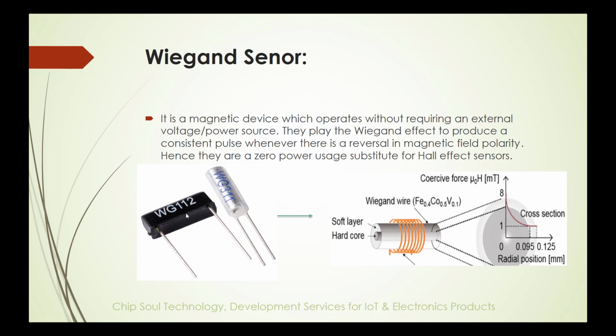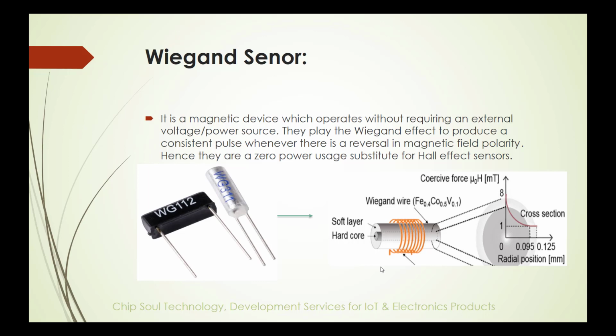So let's start the introduction of the Wiegand sensor. Basically, it is a magnetic device that operates without requiring an external power source. They apply the Wiegand effect to produce continuous pulses whenever there is a change in magnetic field polarity. Due to this capability, they are called zero power magnetic devices, and it is an alternative to the Hall effect sensor.